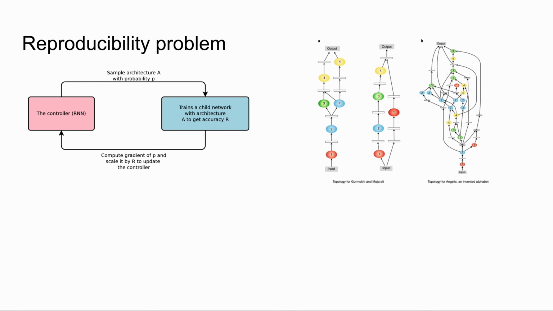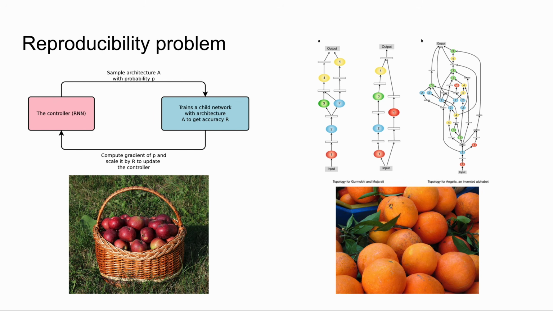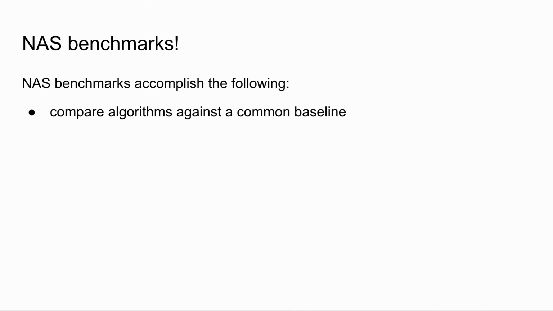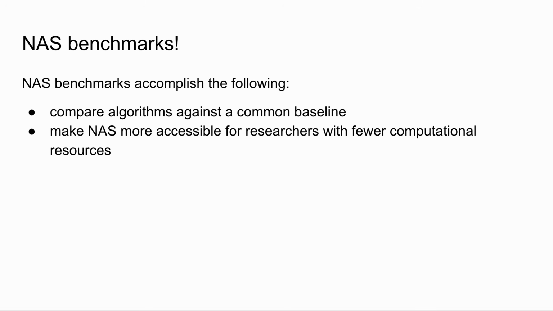There's also the problem that the search spaces were vastly different, so comparing reinforcement learning to DARTs would be like comparing apples to oranges. Enter NAS benchmarks. NAS benchmarks accomplish the following. They can compare algorithms against a common baseline. They can make NAS research more accessible for researchers with fewer computational resources, because then researchers don't need to spend time evaluating the architectures. Lastly, they can give some insight into the NAS search space.